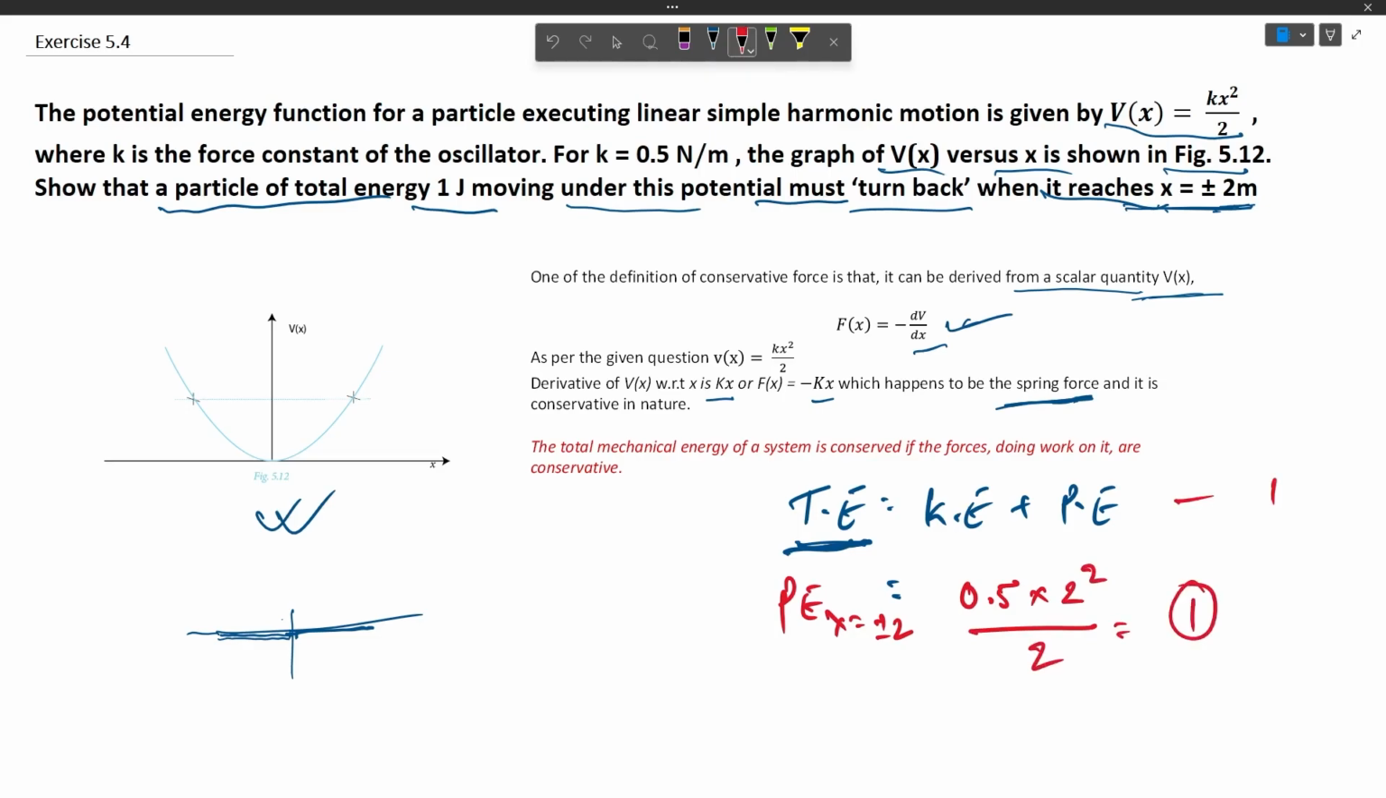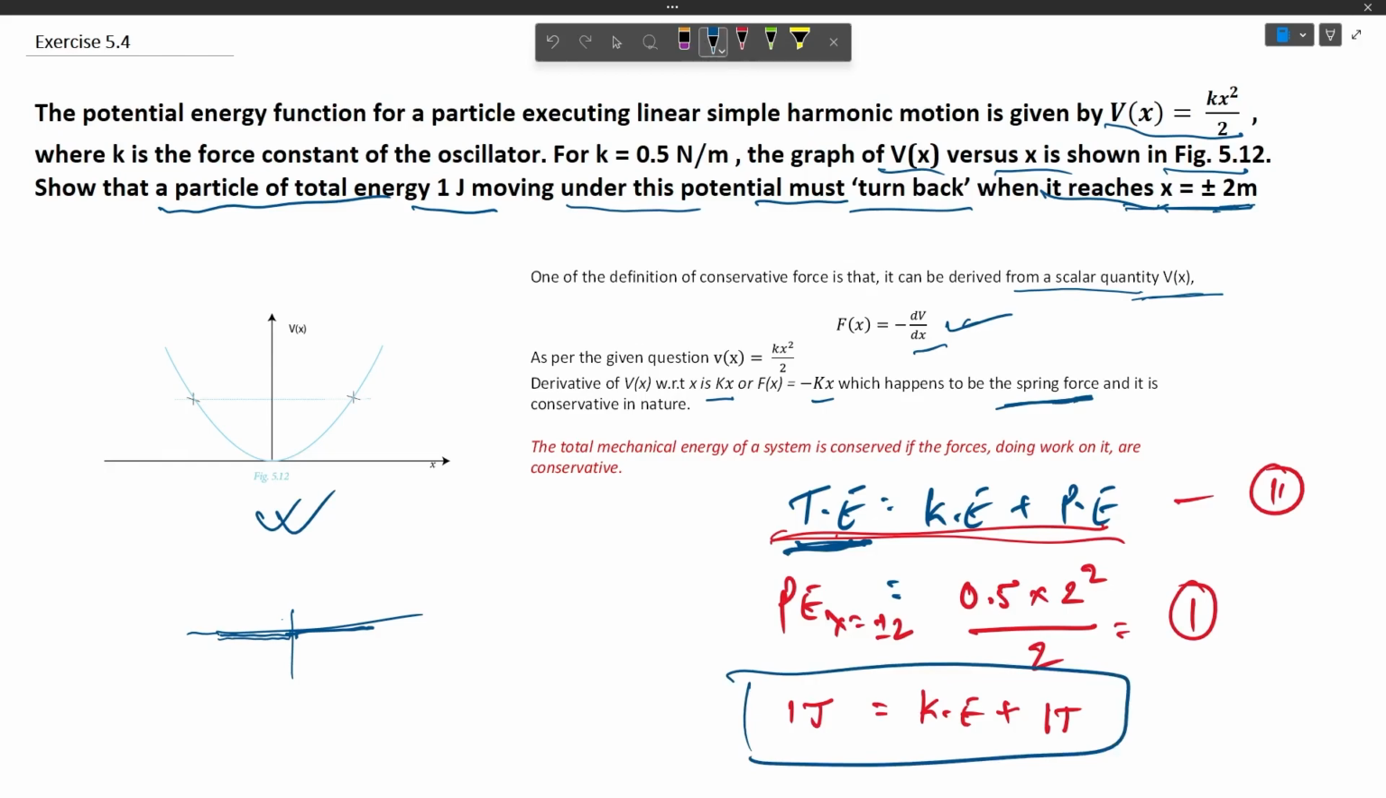So once again, if we write this expression substituting the value of total energy and potential energy, we will get that total energy, that is 1 joule, equals kinetic energy plus potential energy. Potential energy is again 1 joule. So we saw that at x equals plus minus 2 meter, the potential energy is 1 joule, which is equal to the total energy. So kinetic energy must be equal to 0 in this case.